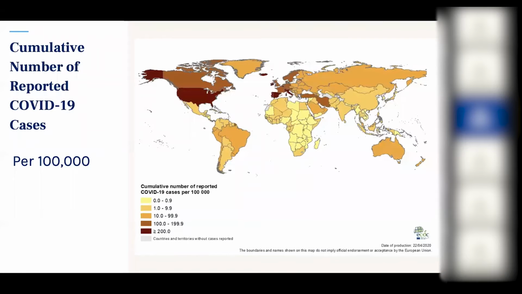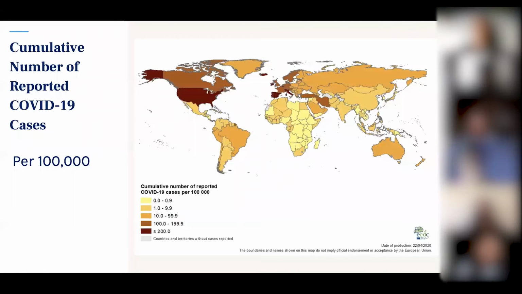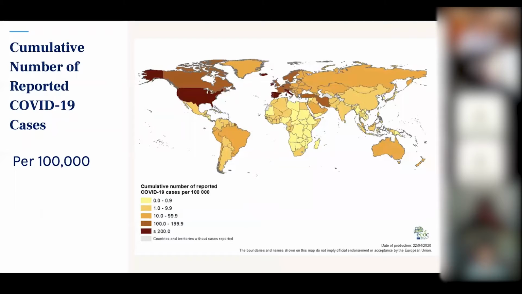So this is another way to look at what's happening. This is the cumulative number of confirmed cases as a percentage of the population. So the darker the color, the higher percentage of the population in that country has a diagnosis of COVID. And you can see that Europe, in particular Spain and Italy, and now the United States have the highest number of cases, but also the highest percentage of the population with infection as of today.